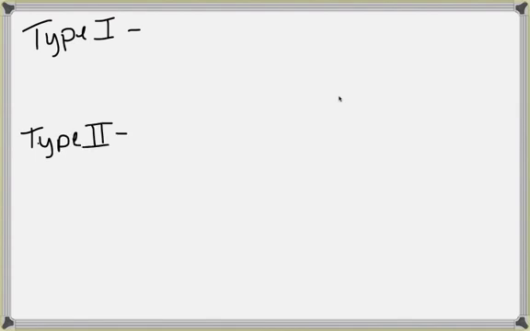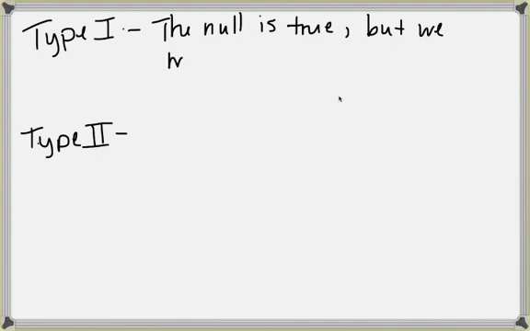So, these two types of errors, to describe them, the type 1 error occurs when the null hypothesis is true, but we mistakenly reject it. Okay, so the null hypothesis was actually true, but through our testing, we decided to reject it.